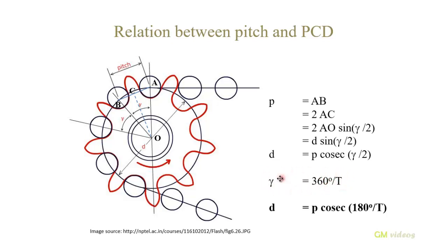Substituting this value of gamma in the equation for D, that is replacing gamma by 360 by T, we get the diameter of the sprocket D is equal to pitch P into cosec 180 degrees by the number of teeth T.